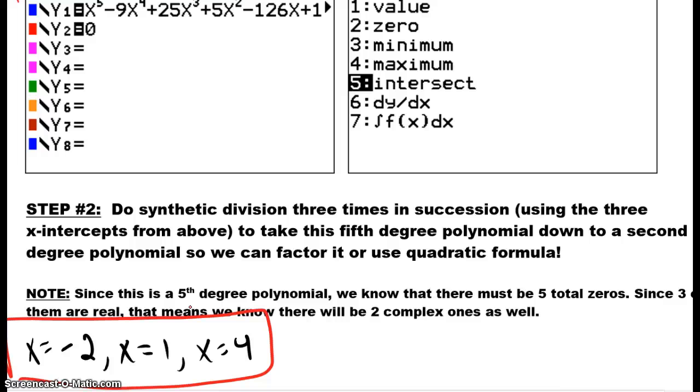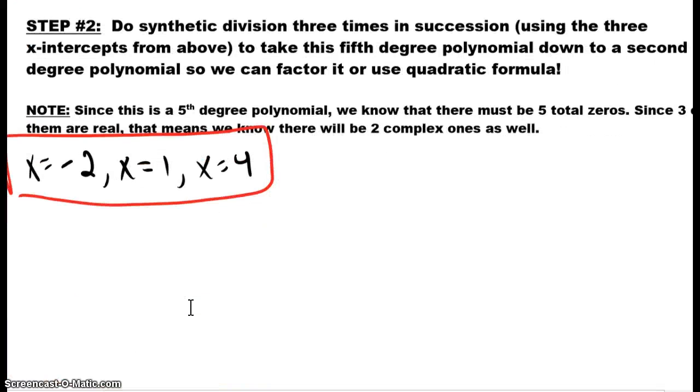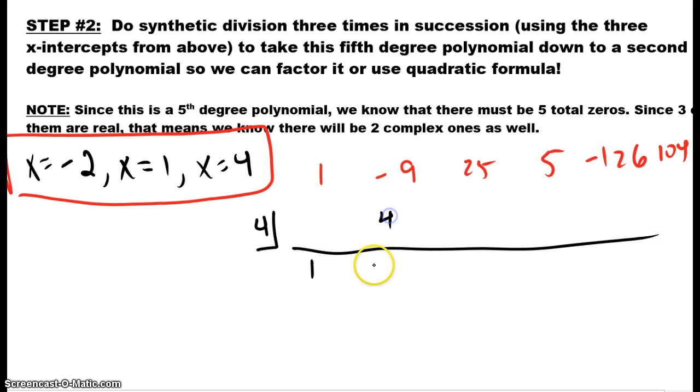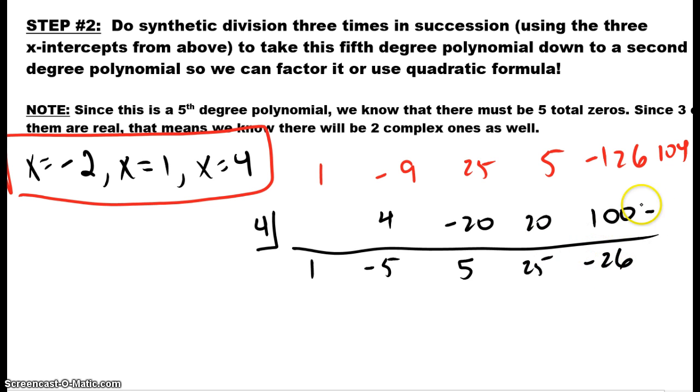So the next thing that I'm going to do is some synthetic division. It doesn't matter which of these I start with. So I'm going to take my coefficients, and I can pick any of these roots to start with. So I'm going to start with +4. And now I go through my synthetic division process. Pretty exciting. And sure enough, my remainder is 0.